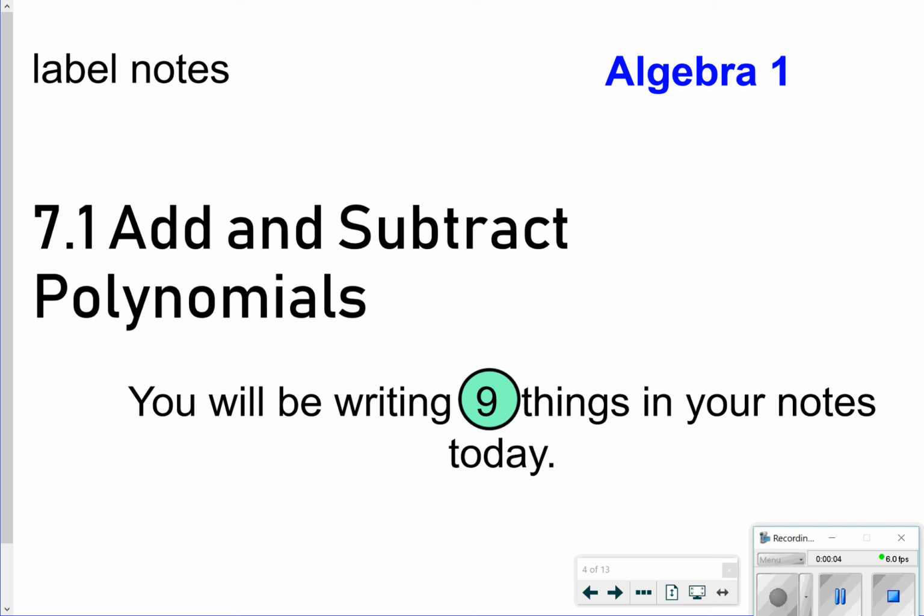Today we're going to be looking at lesson 7.1, adding and subtracting polynomials. Today we're going to be looking for 9 things to write down, so let's go ahead and get started.